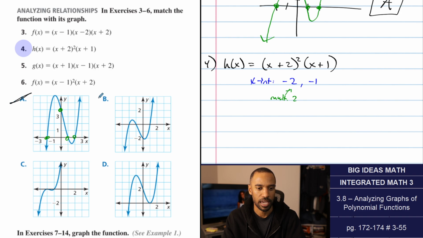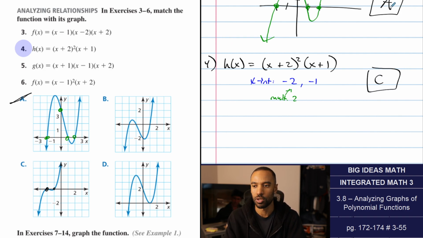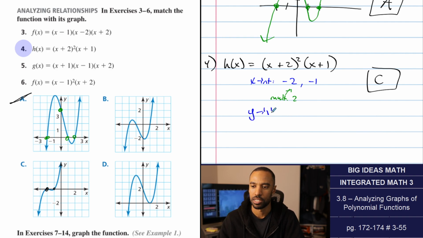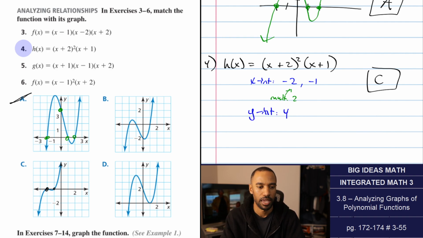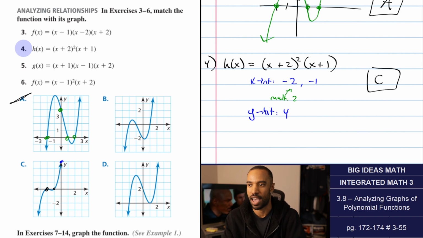Obviously, A was already taken care of. B, no. C, it does bounce off of that -2 indeed. It might be C. D, it doesn't. Yeah, I think it's going to be C. The graph's going to be C like that. Now, if you want to confirm something else, let's look for its y-intercept. When you plug in 0 into here, you get 2 squared times 1. 2 squared times 1 is 4. Does this graph have a y-intercept of 4? It sure does, right there. And because of that, that looks like it's going to be the graph of C.